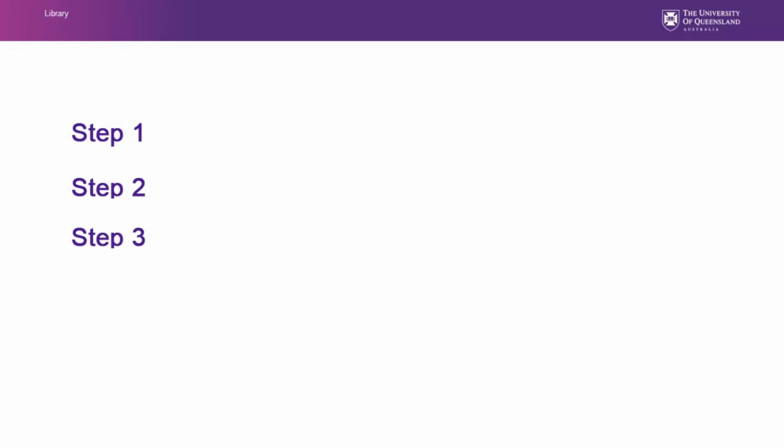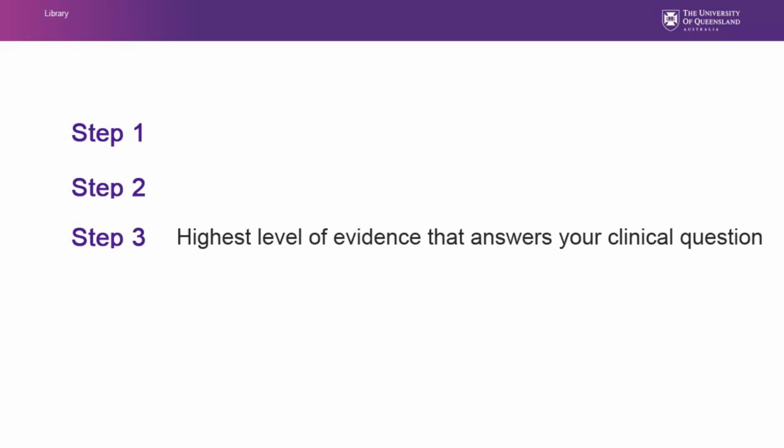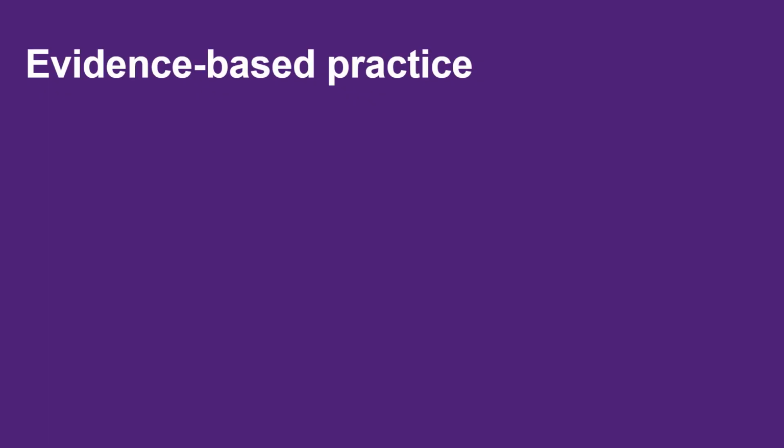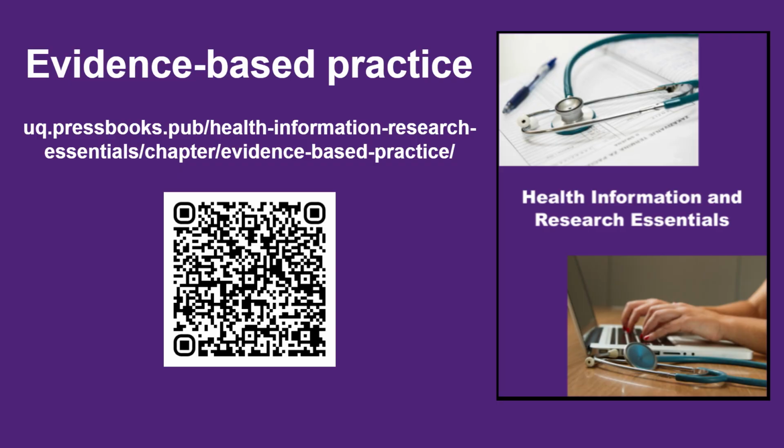Step 1. Working out what it is you want to know by formulating a clinical question. Step 2. Identifying the key concepts by converting your clinical question into a search strategy. And Step 3. Searching for the highest level of evidence that answers your clinical question. See our evidence-based practice in Health Sciences Guide to learn more about the 5 steps and find links to further resources.